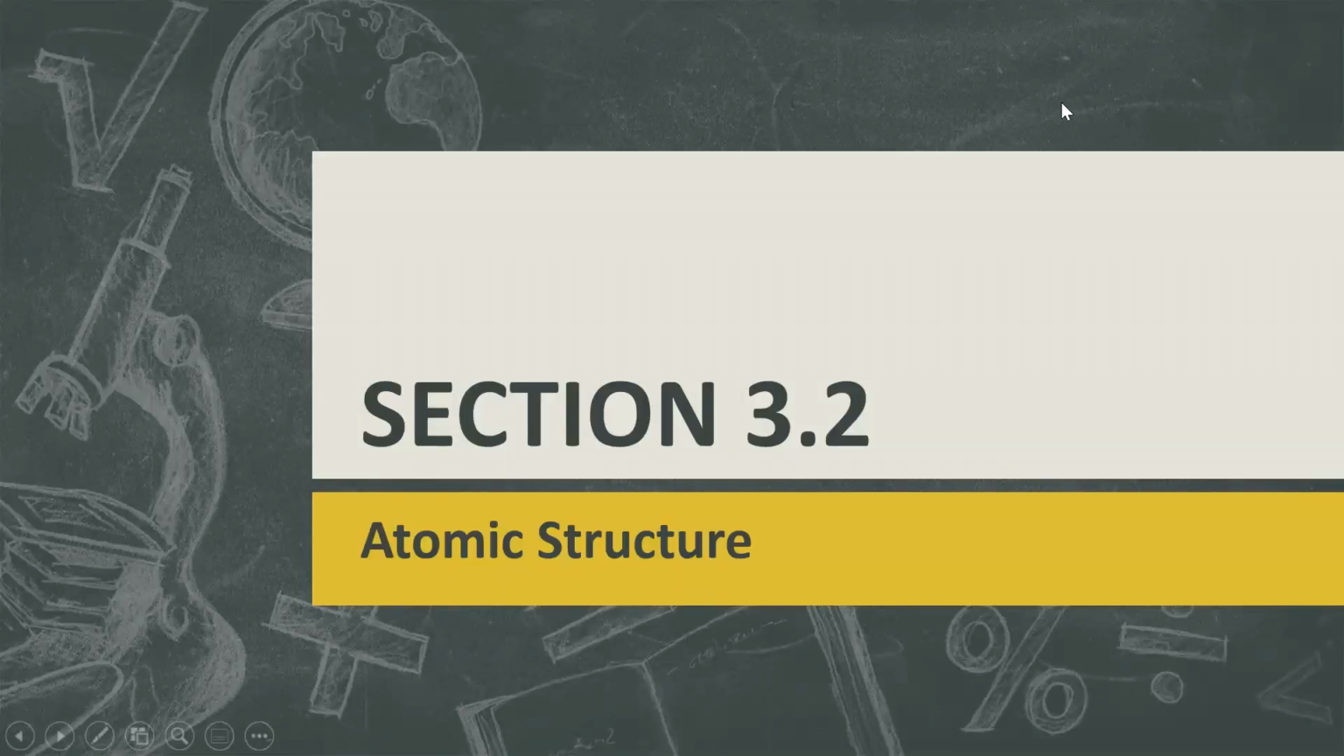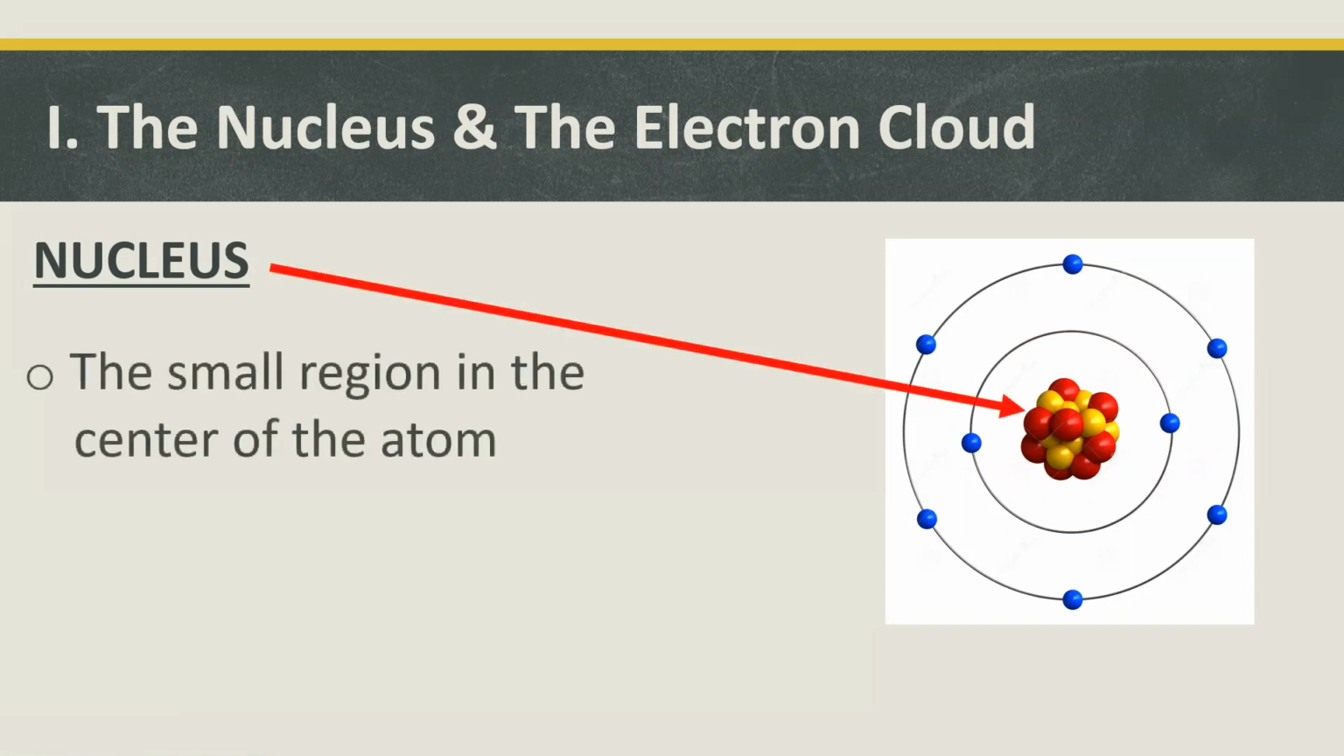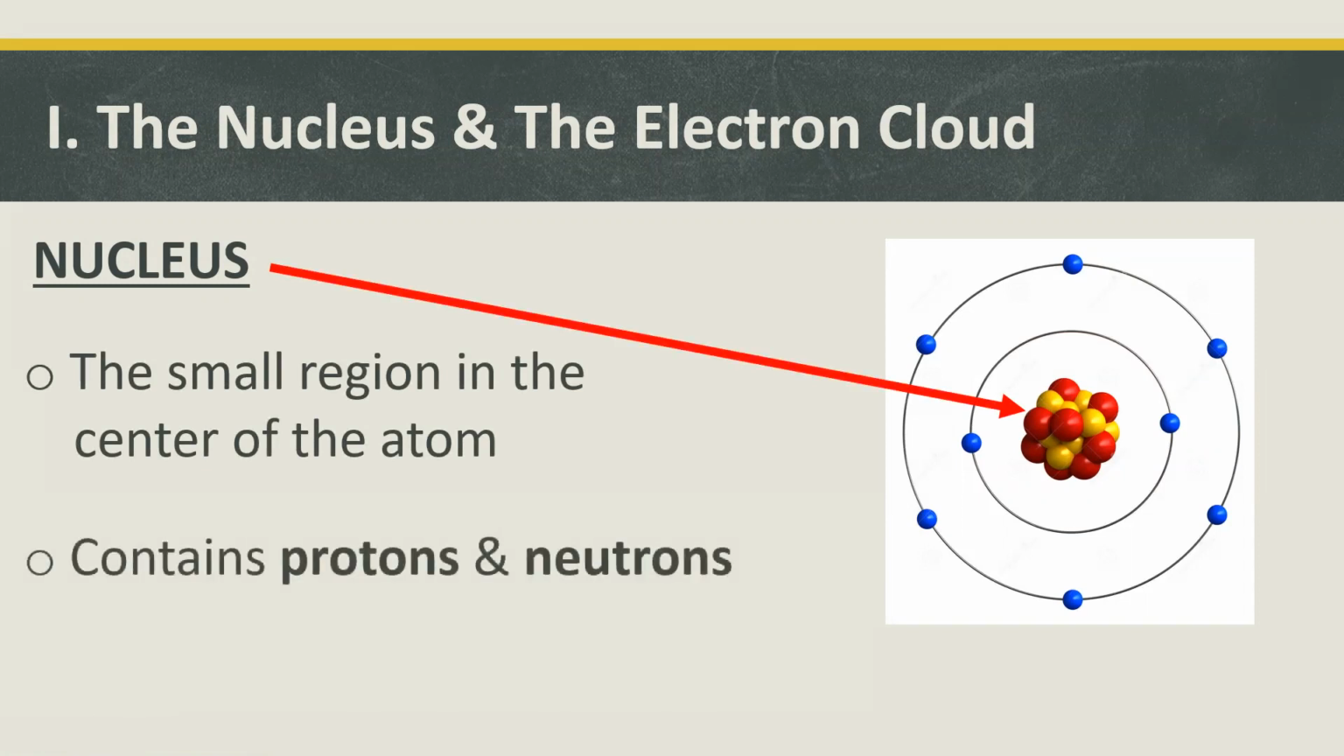So section 2 of chapter 3 is the atomic structure. There are two main parts to the atom, the nucleus and the electron cloud. The nucleus is this small region at the very center of the atom, and it contains protons and neutrons, which we'll talk more about later. Those are subatomic particles. Overall, the nucleus has a positive charge because protons have a positive charge, and neutrons are neutral with no charge. So the positivity wins out.